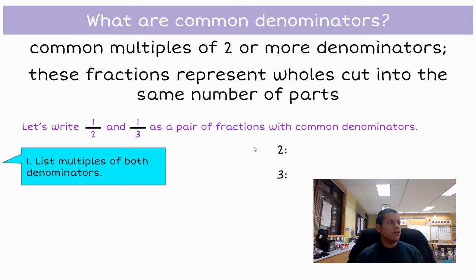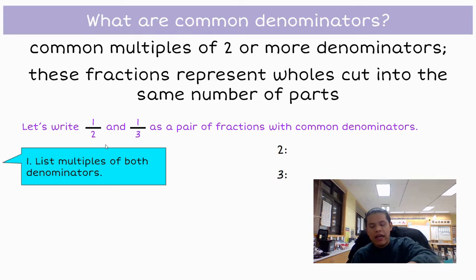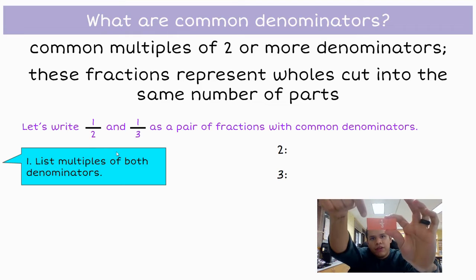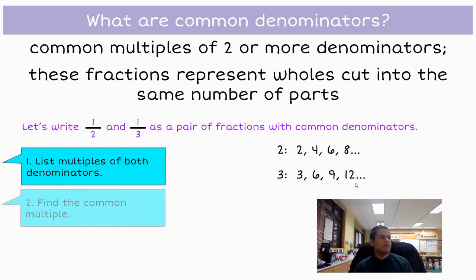So step number 1, you are going to want to list multiples of both denominators. So my denominator in 1/2, the number down at the bottom, is 2. And in 1/3, the denominator down at the bottom is a 3. So let's list the multiples. Remember, multiples get bigger. So your multiples of 2: 2, 4, 6, 8. Your multiples of 3: 3, 6, 9, and 12. Step number 2 is to find a common multiple. Well, if you take a look at this multiple list right here, you see that they have 6 in common. They both have that same multiple.